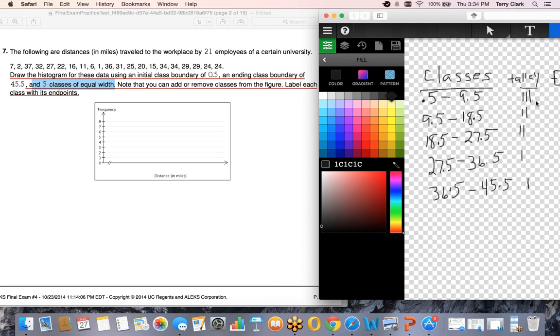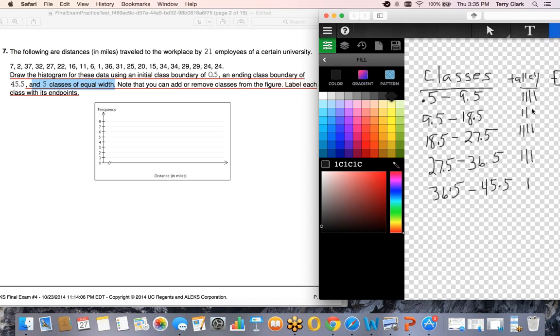The 1 falls in that first class, 0.5 to 9.5. The 36 falls in that last class, the 27.5 to 36.5. The 31 falls in that next to the last class too. It's in between 27.5 and 36.5. The 25 falls in the middle class.